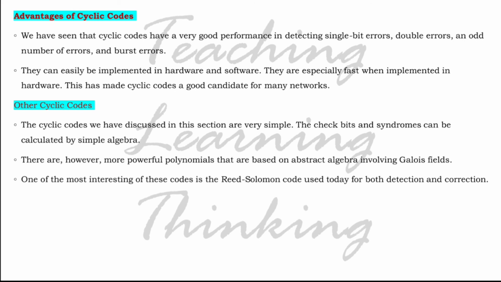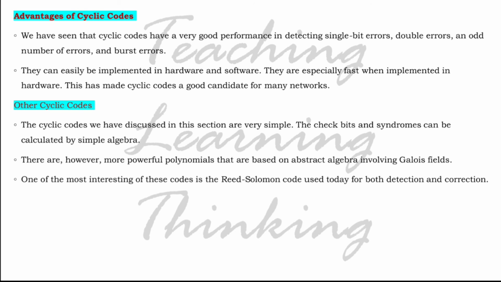And the advantages of cyclic codes: we have seen that cyclic codes have very good performance in detecting single-bit errors, double errors, odd numbers of errors and burst errors. They can easily be implemented in hardware and software, and they are especially fast when implemented in hardware. This has made cyclic codes a good candidate for many networks. The other cyclic codes discussed in these sections are very simple, to check the bits and the syndromes can be calculated by simple algebra.